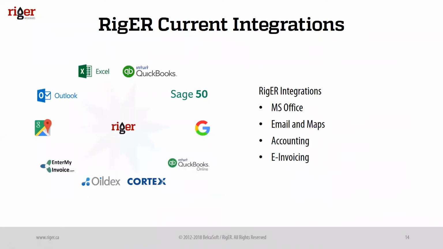If we talk about our current picture of the integration, we have different connections with different software, and we can have four different groups. It will be Office packages like Outlook and Excel. It could be Google services like email and maps. It will be accounting software, and it will be e-invoicing software. So we will go through all those groups and show you what we have here.